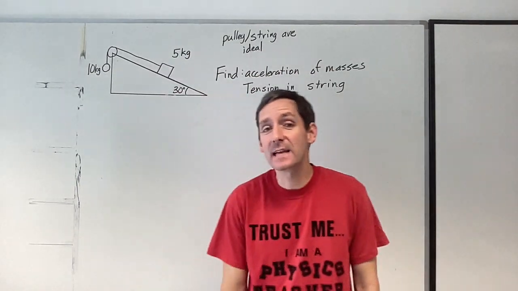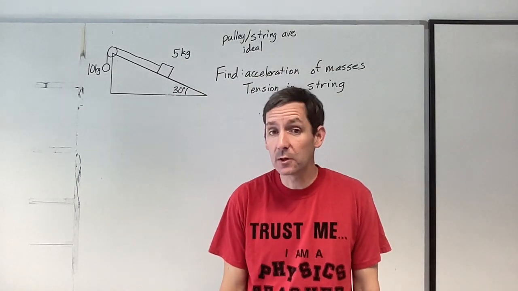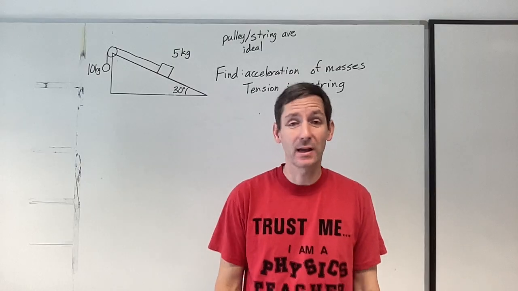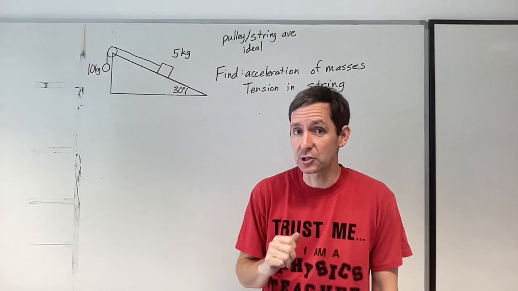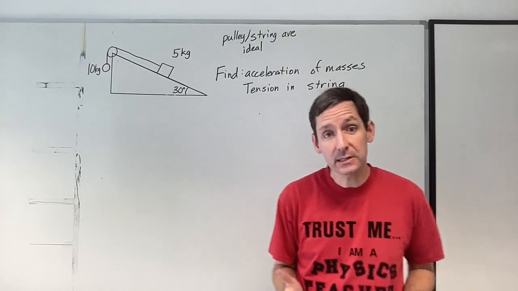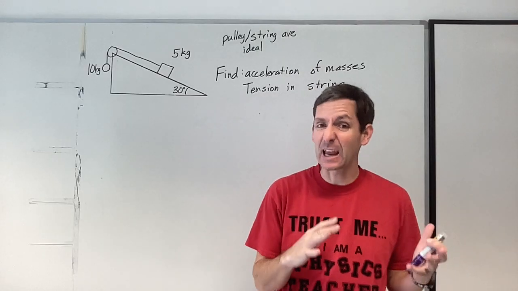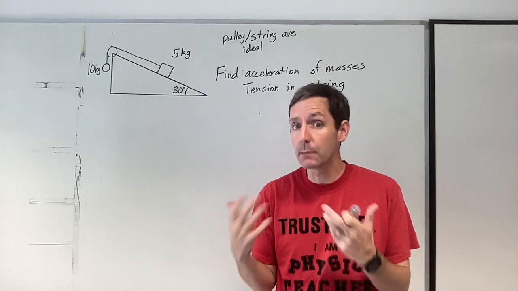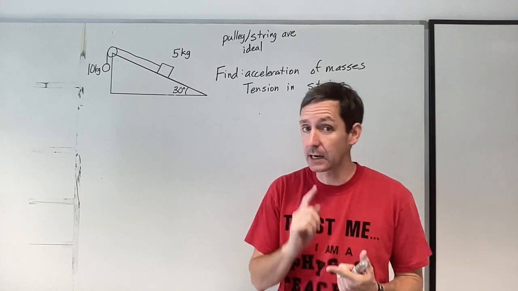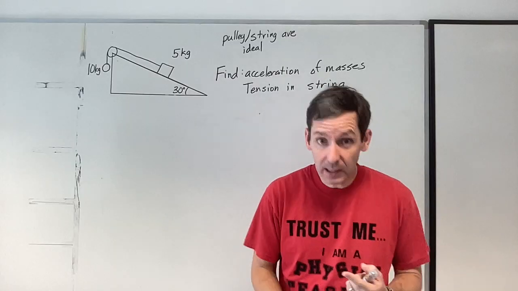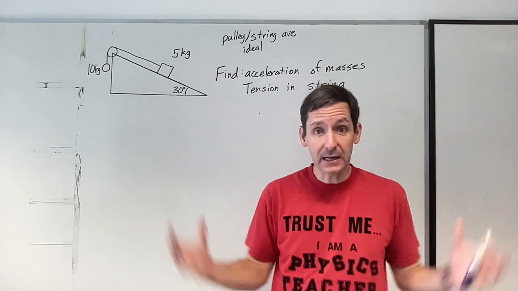So we've got another example here of a couple of objects connected by a string. We've got a pulley, and again we're going to be finding the acceleration of masses and tension of the string. Now this one's a little bit different because it is at an angle, so we've got a ramp there. We're kind of combining all the different things we've done so far, right? Having a couple of blocks connected by a string with a pulley on a ramp, everything together.